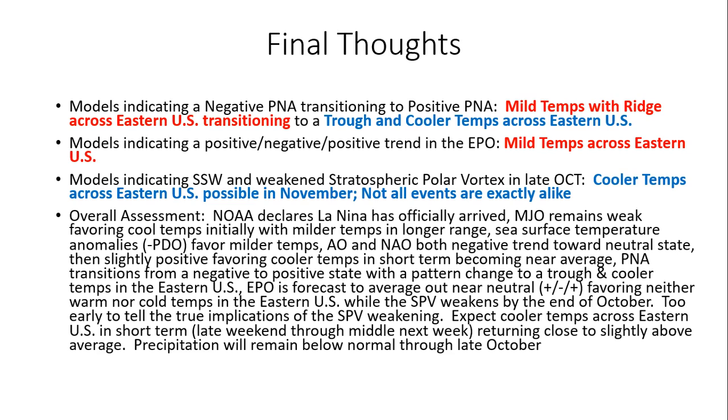Models are indicating a positive, then a negative, then back to positive trend in the Eastern Pacific Oscillation, that EPO. So we'd expect fairly mild temperatures across the eastern U.S. with the positive phase. And it looks right now that the positive phase of the EPO is going to be more predominant. And what does that mean again?